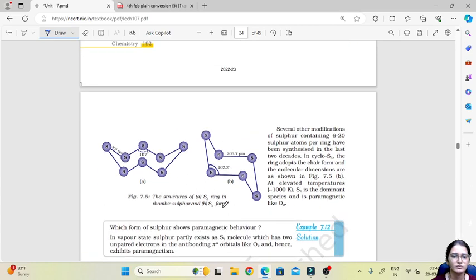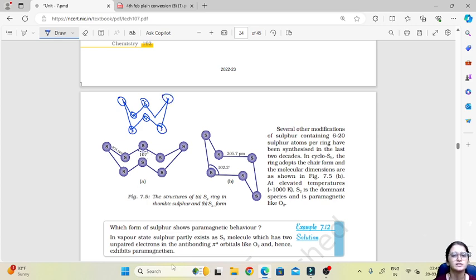So this is the structure of S8 in rhombic sulfur and this is S6. We can see that this has 8 sulfur atoms, and it is arranged in a crown form. Simply, if you want to understand the structure, you can draw this structure in a W shape, and then draw each S atom on the edges. So this becomes your rhombic sulfur having S8.